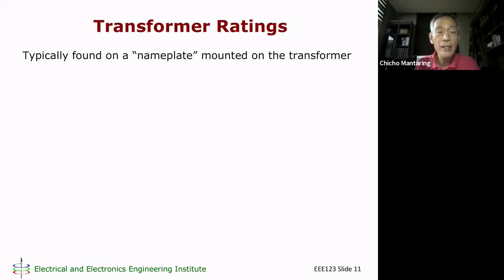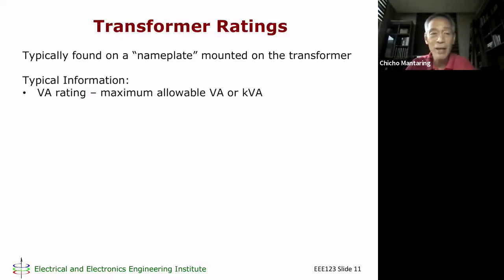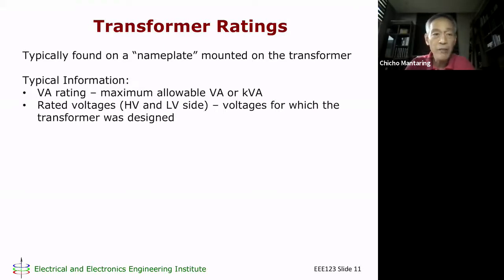Okay, transformer ratings. This is typically found on a nameplate mounted on the transformer. So when you buy a transformer, look around the transformer and you're going to find a nameplate somewhere there, and that's going to give you the ratings. So typically, what is written there? It's going to tell you how many volt amperes your transformer is capable of delivering. What are the rated voltages? Usually the high voltage side and the low voltage side.